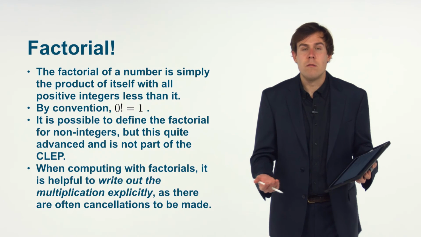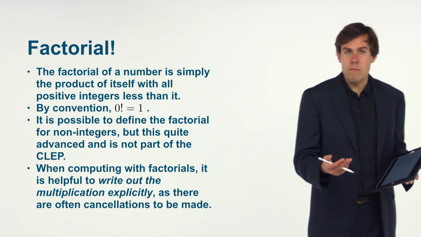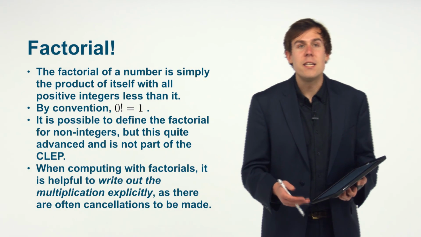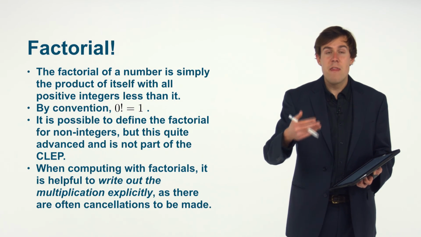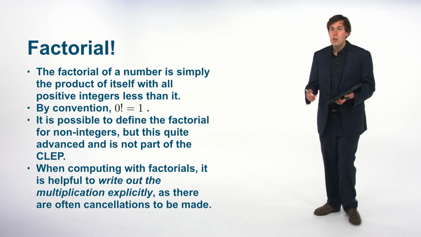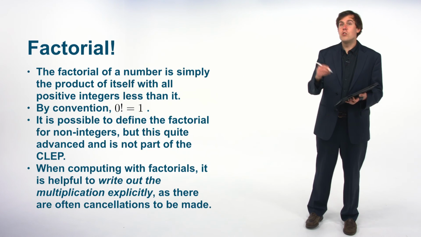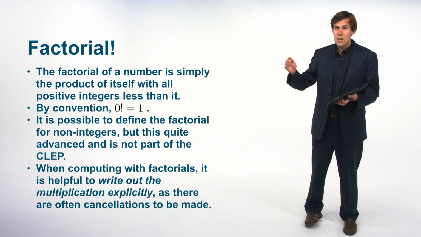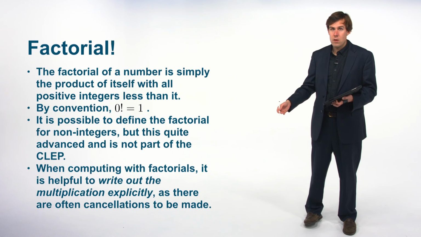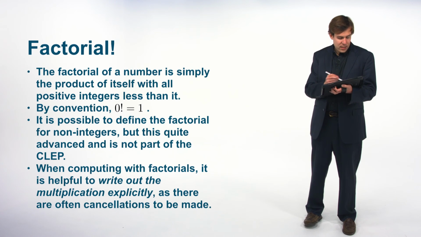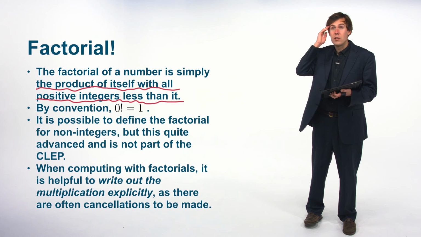What is the factorial? Well, it's just a notation. What it says is if I take the factorial of some integer or some whole number, that value is equal to the product of that integer times the integer less than it, times the integer less than it, all the way down to 1. So in essence, it's simply the product of itself with all positive integers less than it.